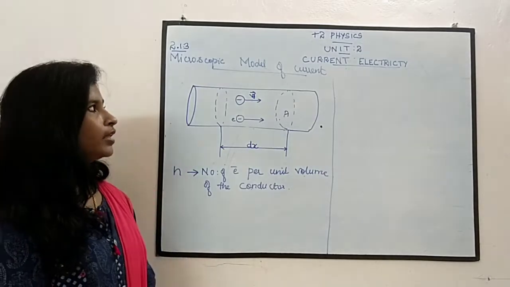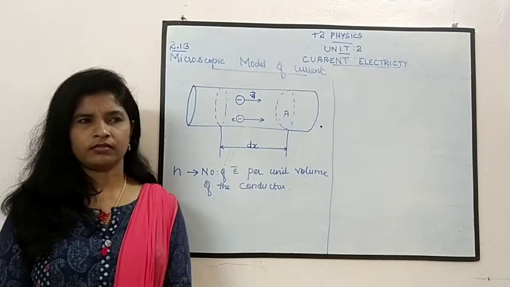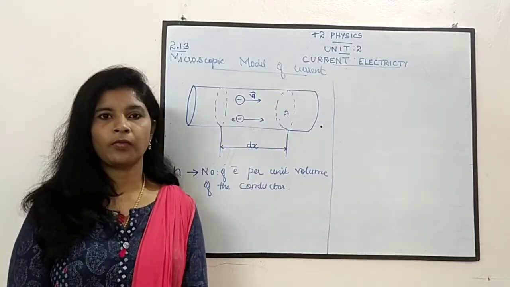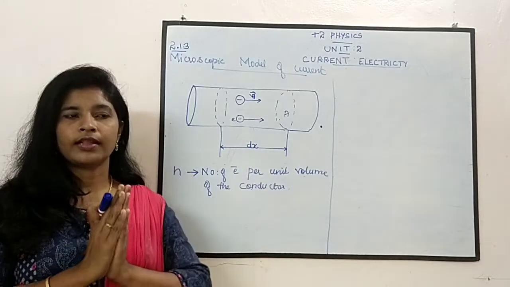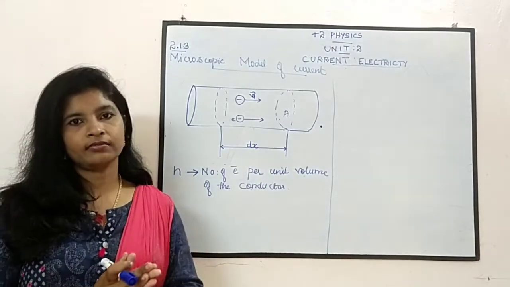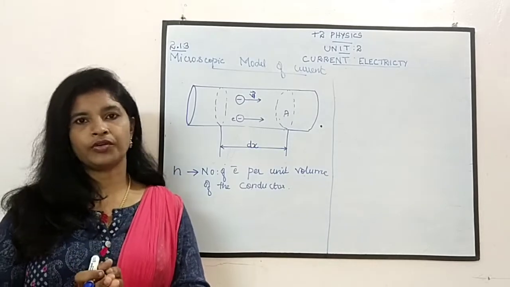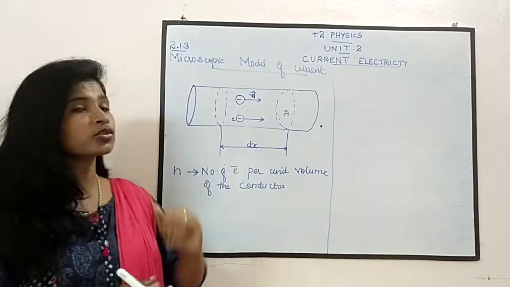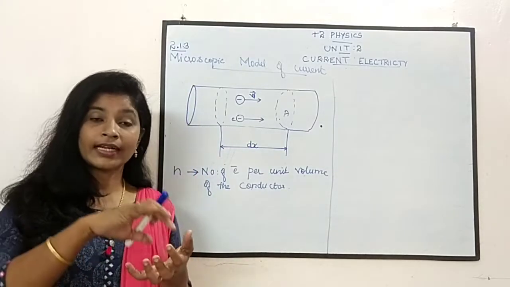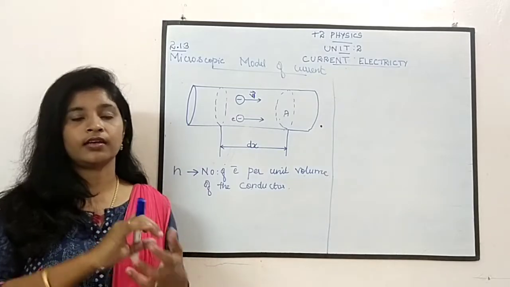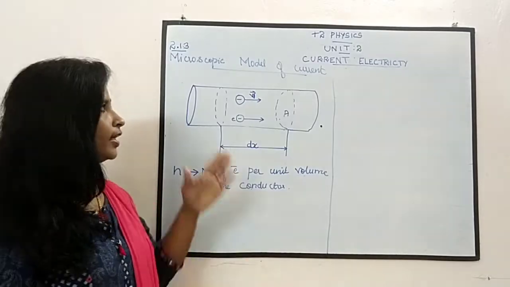So the next topic in this unit is the microscopic model of current. What is meant by this microscopic model of current? Usually we take a conductor and there will be a model for current, that is Ohm's law, which you might have studied, V is equal to IR. So this is the microscopic model of current. That means we are studying in depth, at the atomic level, the current, its formula, and its structure. We are going to study that in this topic.